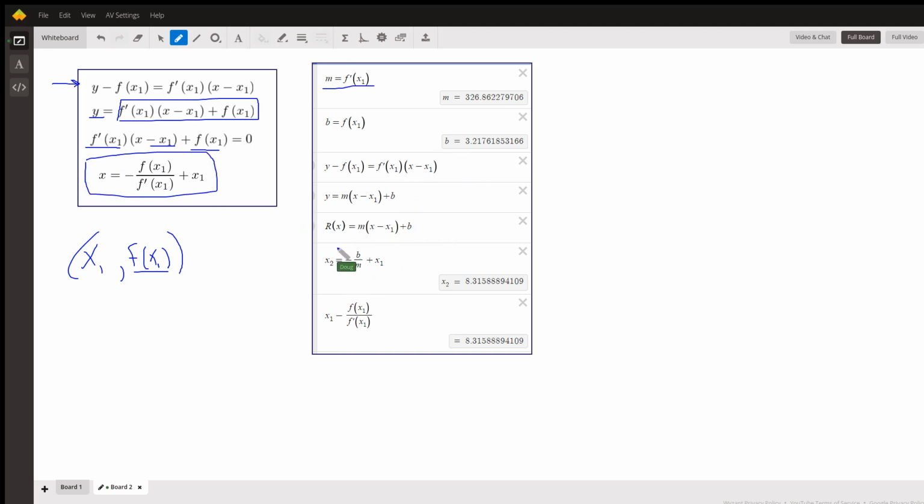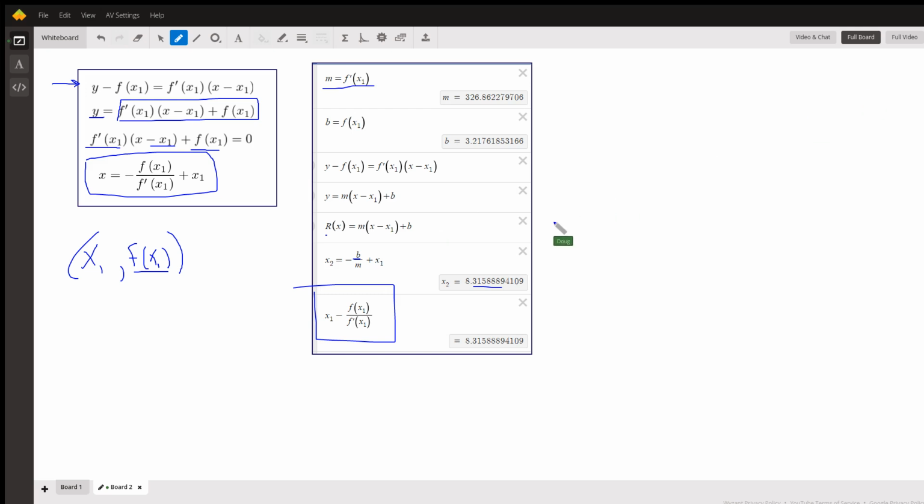So I've done that here, where b is f of x sub 1. M is f prime of x sub 1. And I have the opposite of that over here, plus x sub 1. And this is how it normally looks right there. That's called Newton's method. Okay, and I'm going to share my screen.